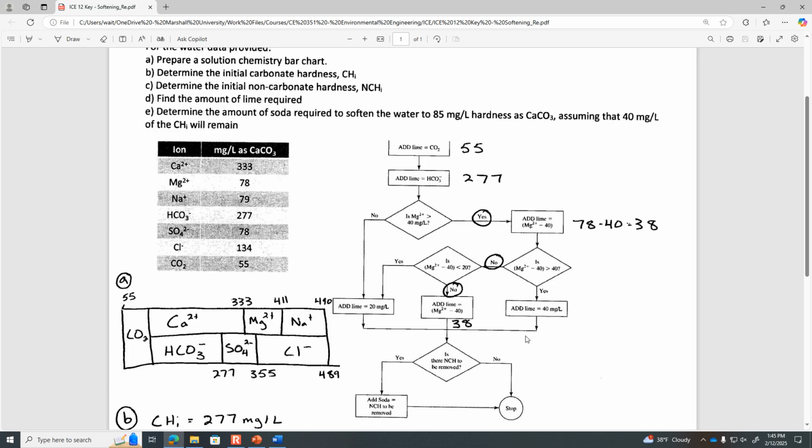Okay, so if it was yes, it would put us down there. We were 38, so no, it puts us here into this track. But it is greater than 20. Is the difference minus 40 greater than 20? No, it's not. So we need to add the magnesium amount minus 40. So the leftover magnesium amount that we still have is the remaining 38.